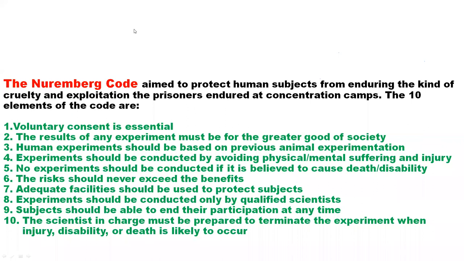So next one is the human experiment should be based on previous animal experiment. Experiment should be conducted avoiding physical, mental suffering and injury. No experiment should be conducted if it is believed to cause death or disability. The risk should never exceed the benefit. Adequate facilities should be used to protect subjects. Experiment should be conducted only by qualified scientists. Subjects should be able to end their participation at any time. The scientist in charge must be prepared to terminate the experiment when injury, disability, or death is likely to occur. These are the 10 codes.